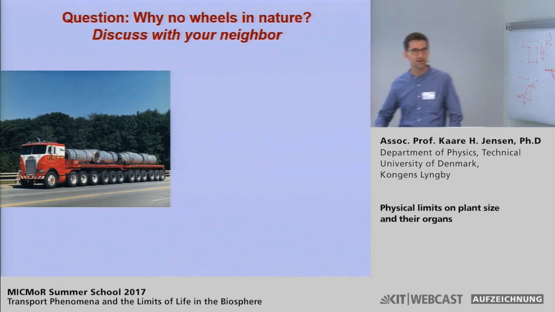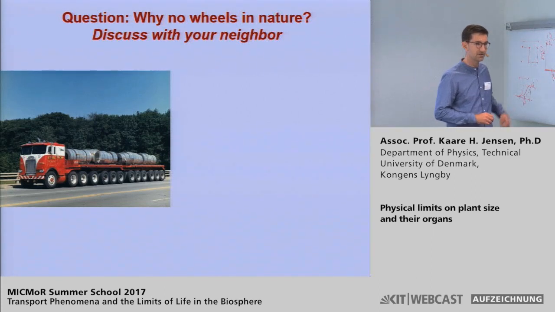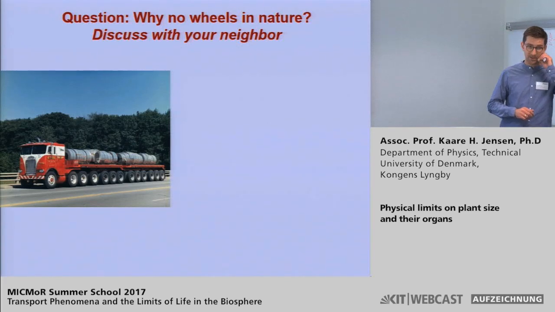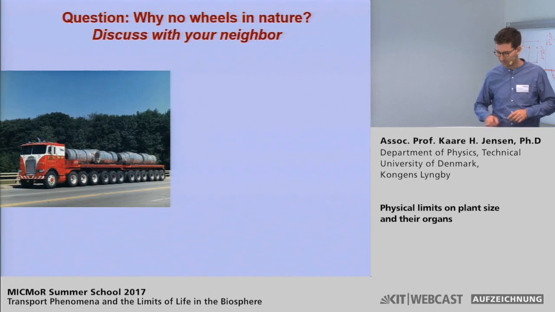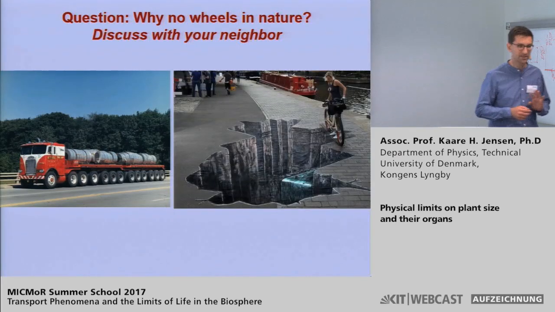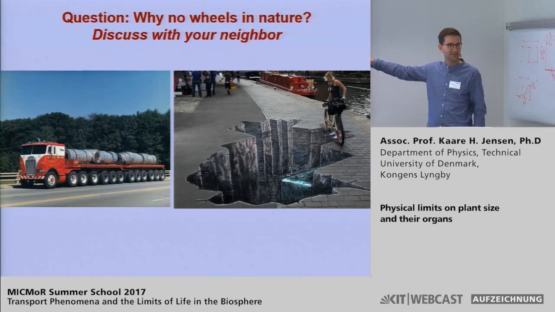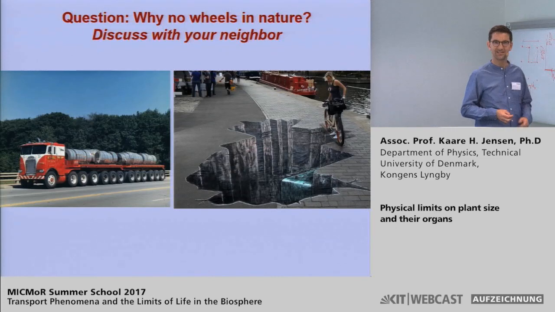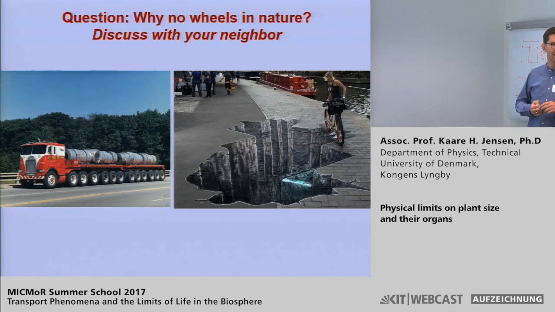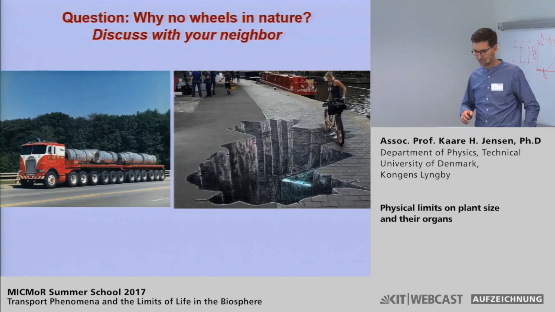Okay, so let's start again. We had a good discussion why there are no wheels, and people pointed out there are tumbleweeds, which at least use a wheel-like strategy. But the major constraint is that the world is not flat. Okay, so if you try with your bicycle to go over a hole like this in your road, you will have a problem. So it's not that wheels are not possible in nature, it's that they're perhaps not practical. That's at least one point of view that you could have.